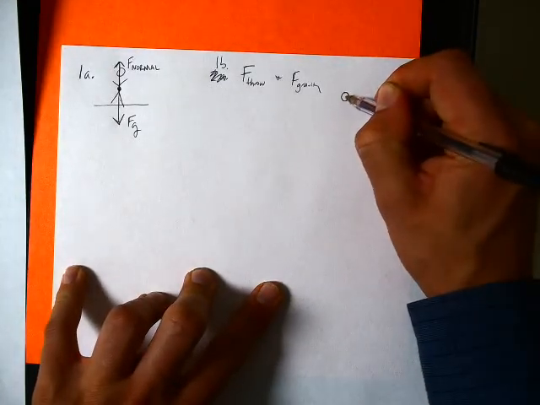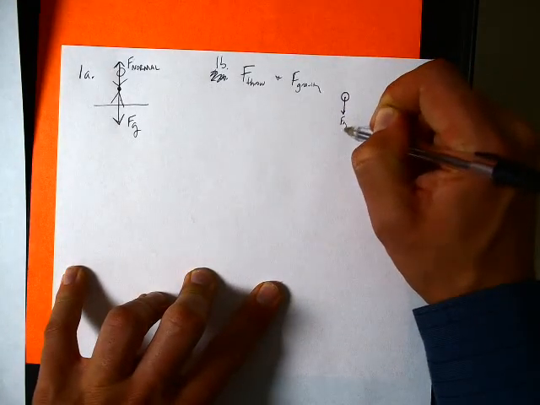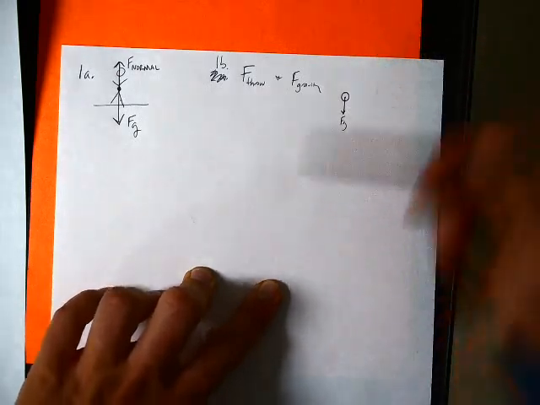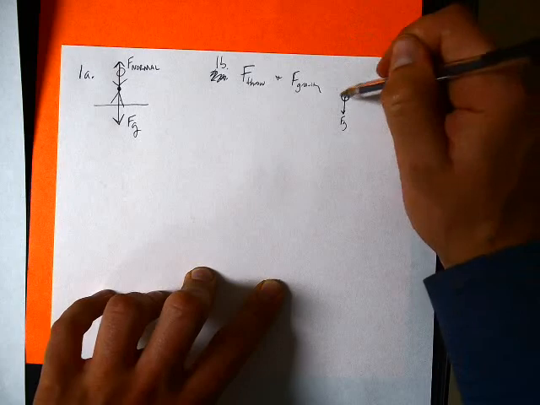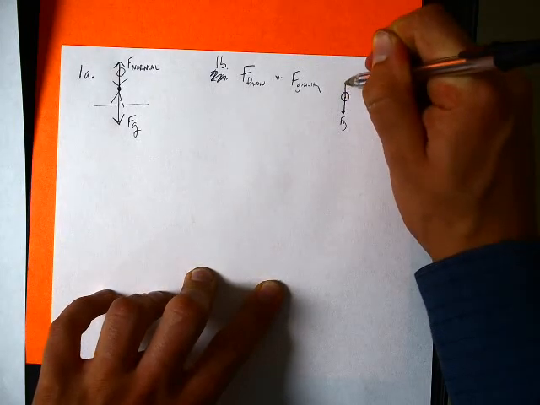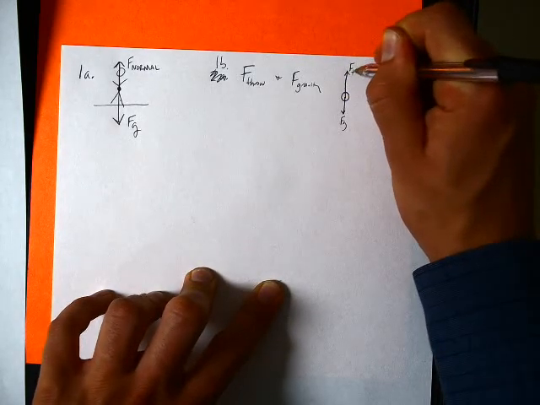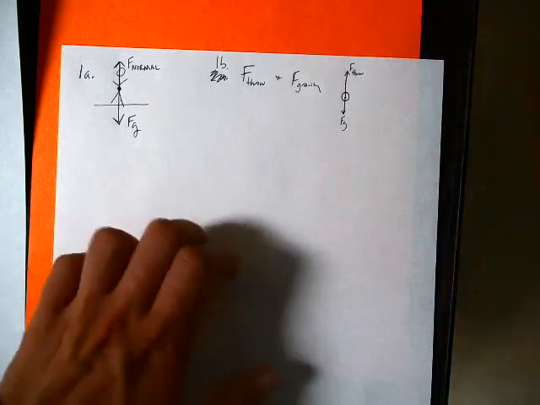So if we draw the ball, we have the force of gravity. If the ball is going to travel upward, then the net force has to be in the upward direction. So the force of the throw would look something similar to that.